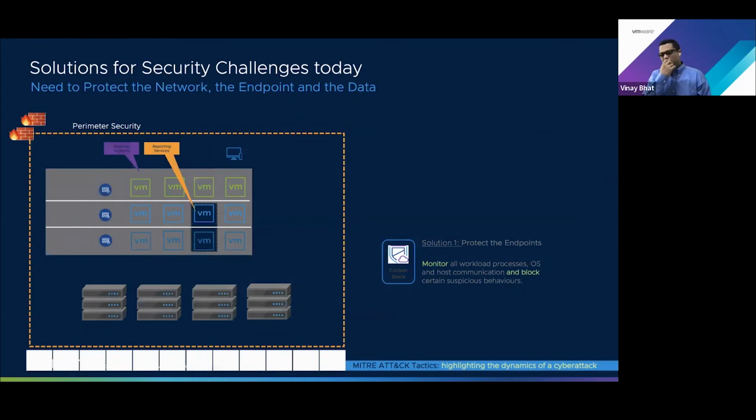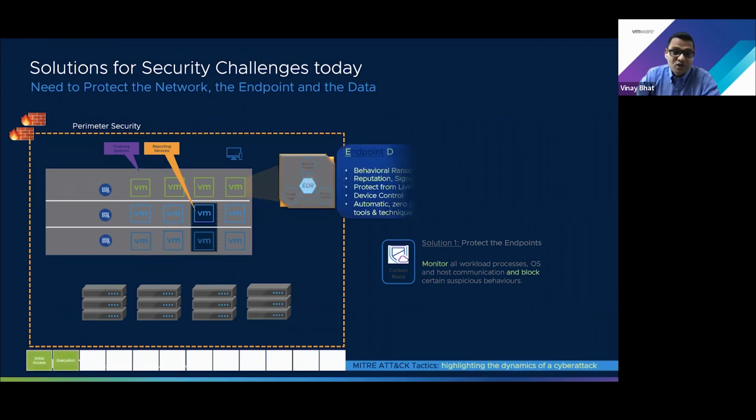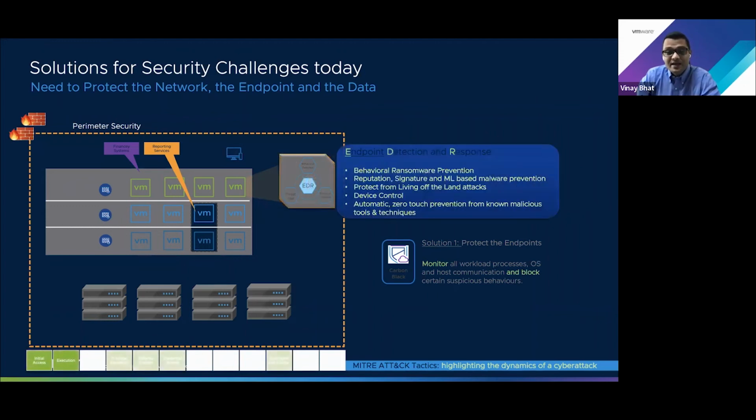I showed you some of the solutions in my previous slide. Solution one that we have is we protect the endpoint. VMware today has a solution called Carbon Black. Like I said in my previous slide, it's a leader in endpoint detection and response. We can deploy Carbon Black into your virtual machines to detect the malicious activity that could have happened. In my previous slide, we saw an attacker got access to your desktop, put his elements there, and then started getting access to your entire data center. I can stop that through my endpoint detection and response.